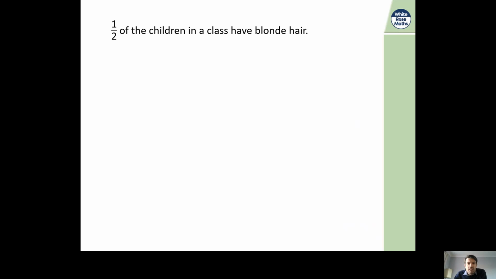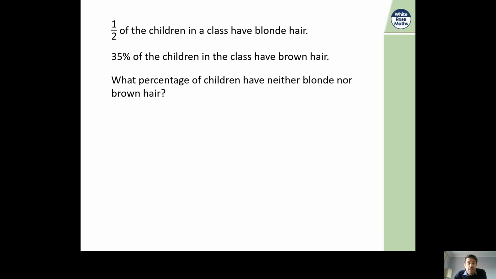So half of the children in the class have blonde hair, 35% of the children in the class have brown hair, and we're going to be asked what percentage of children have neither of these. So what's left over once you've taken this away? What we're going to do is convert them both to percentages, because one is given as a percentage and it asks for the answer as a percentage. So have a think about how to work that out. Okay, we're going to convert, so pause if you haven't thought for long enough.